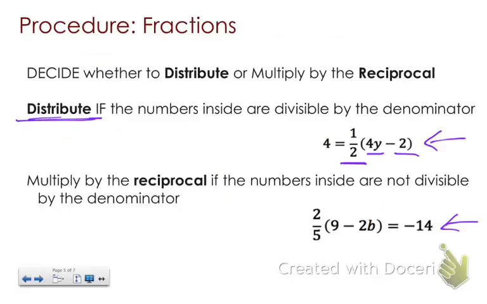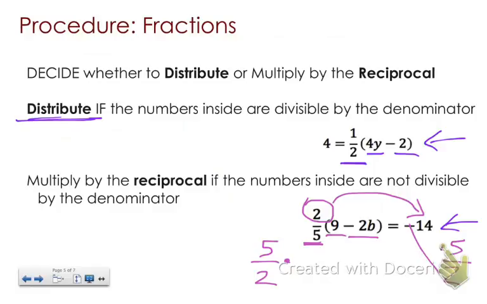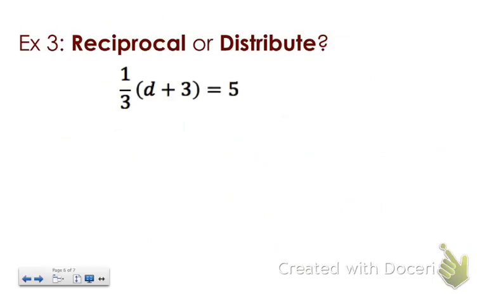Alright, but if the denominator is not going to go nicely into the numbers inside, then that's going to be a little more difficult. So then, because this numerator will go nicely over here, if we end up multiplying by the reciprocal on both sides, then since negative 14 and 2 will work nicely, that's going to be our easier option. And again, both will always work, it's just a matter of how many fractions you want to end up dealing with.